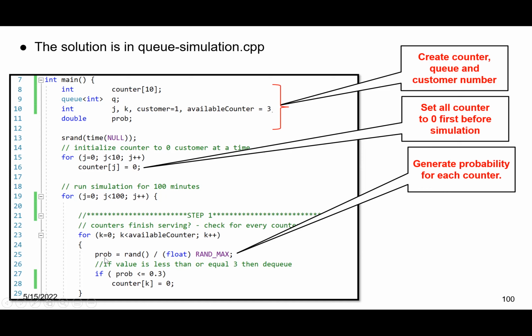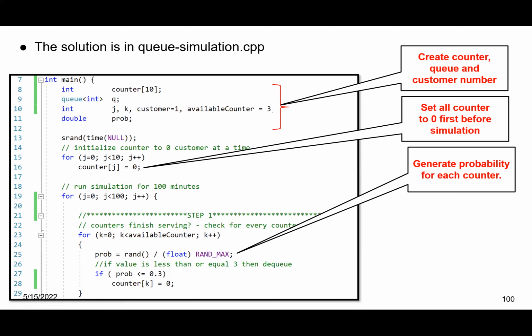Each time I will generate a random value for each of the counters. So if my available counter is 3, I generate 3 random values. Then I check if the random value I generated is less than or equal to 0.3, then set the counter to 0. Else you do nothing. You don't have to do anything if the value is more than 0.3, right? So this is how we remove the customer from the counter. We just set it back to 0. Okay, so this is my step 1.